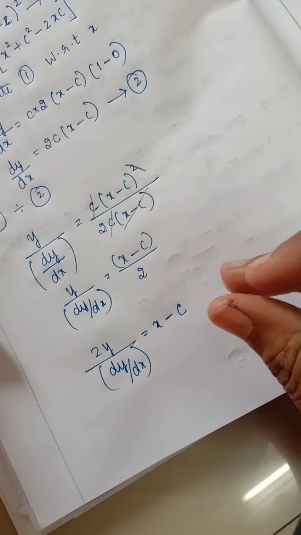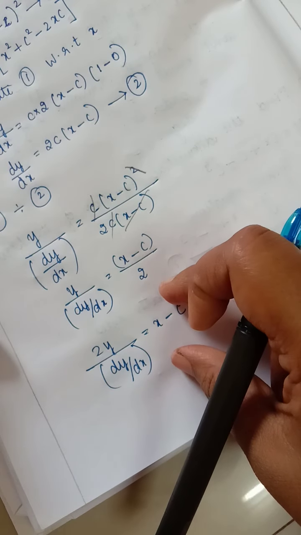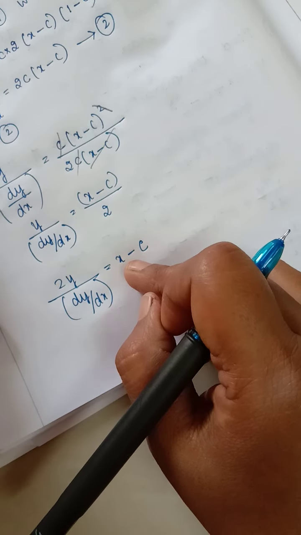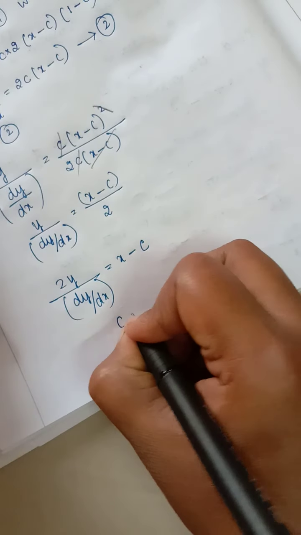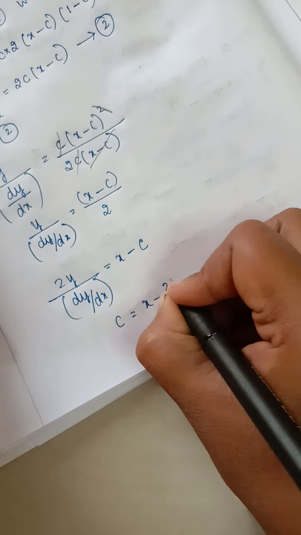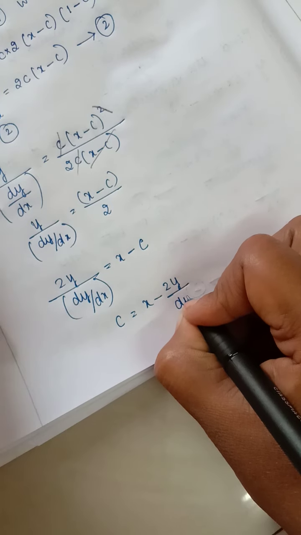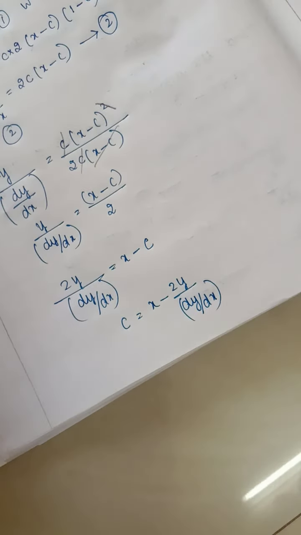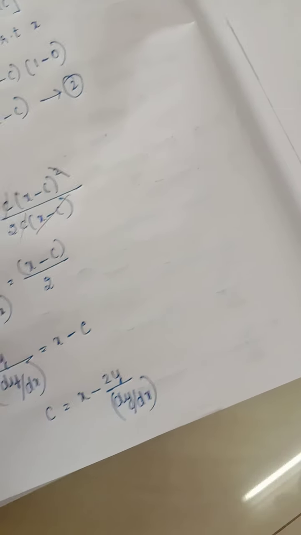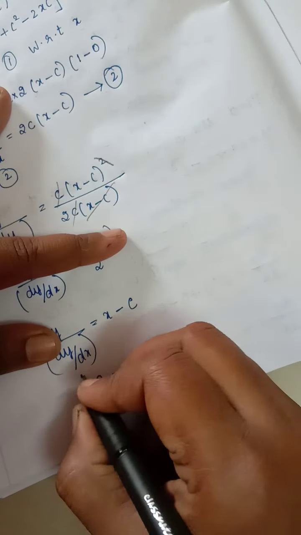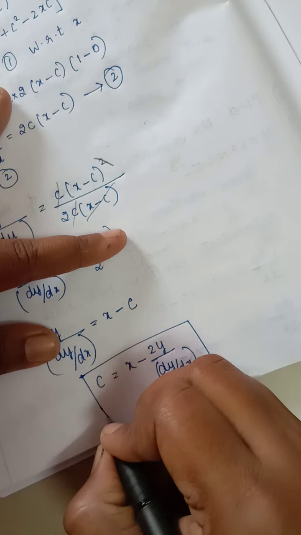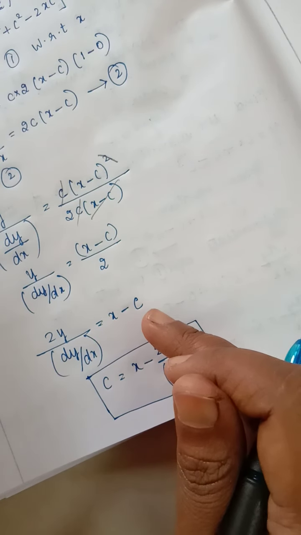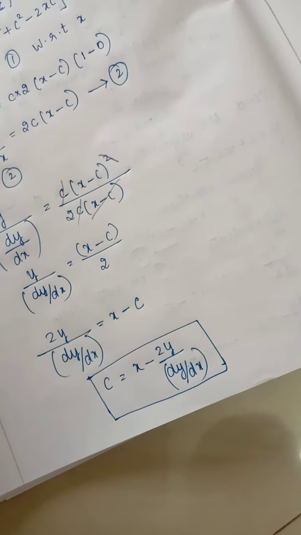Okay, so after this we are just finding the constant c alone. So constant c, with plus minus, you take this side. So c is equal to x minus 2y by dy by dx. Okay, so this is the c equation. Then we are going to substitute this c. Okay, so substituting the c in equation 1, we are going to substitute it.